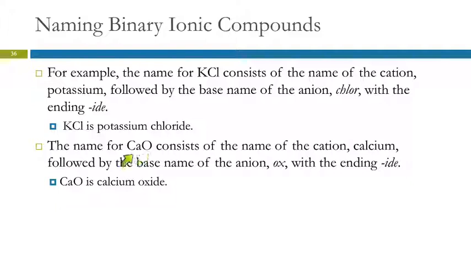So for CaO, the first element is calcium. That's in group 2A. Doesn't need a Roman numeral. So we've got calcium. And then we look at the second element. That's the anion, oxygen. Monatomic anion, change the ending to "ide", oxide, calcium oxide. Any questions?